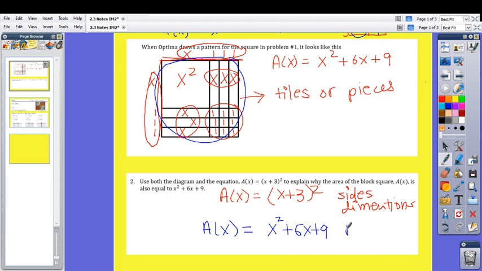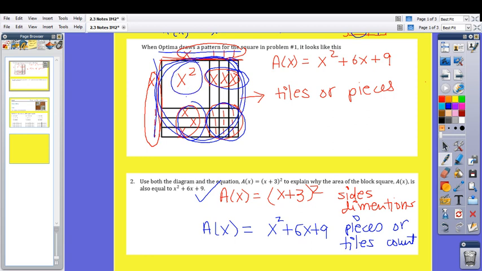So when you count the pieces or the tiles, then we are talking about the same area. If you talk about the sides, then it's this. When you're talking about the inside area and you count all the tiles that you have, how many 1 tiles, how many x tiles, how many x squared tiles, then you will be getting the x squared plus 6x plus 9 area.